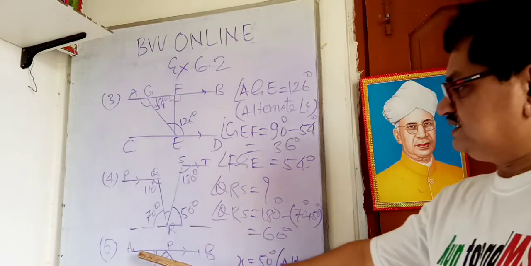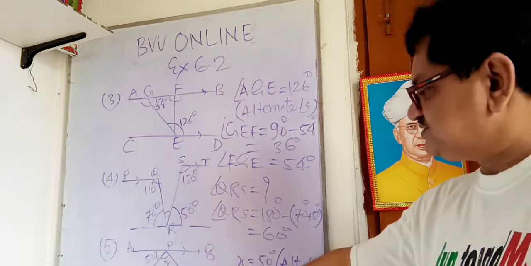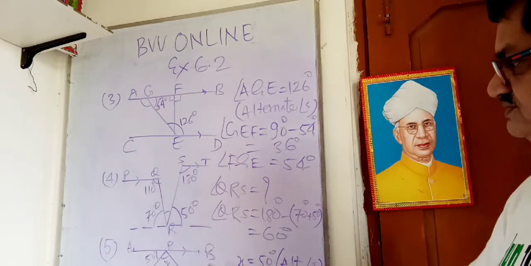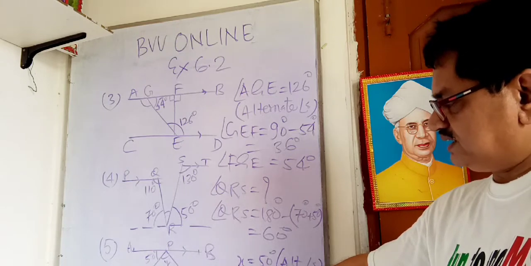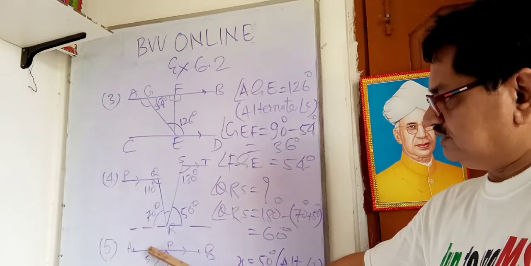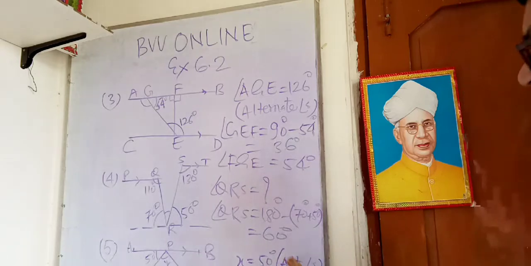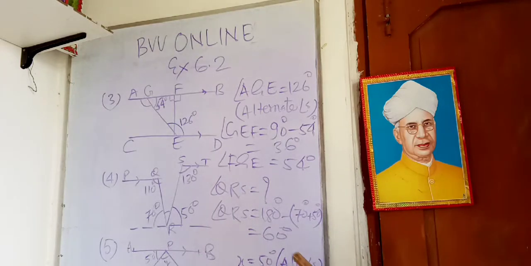And the fifth question is: AB and CD are parallel. Very easy question, is it? It is 50 degrees here. We have to find out X. So definitely it will be an alternate angle. X will be 50 degrees. Here I have written alternate angles.